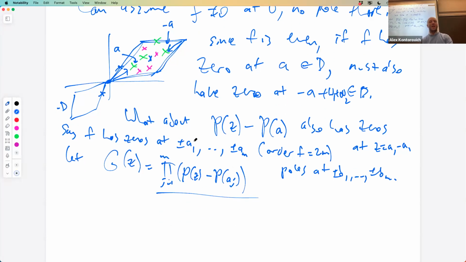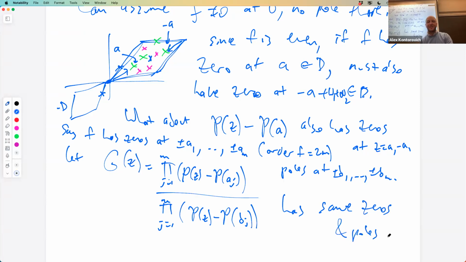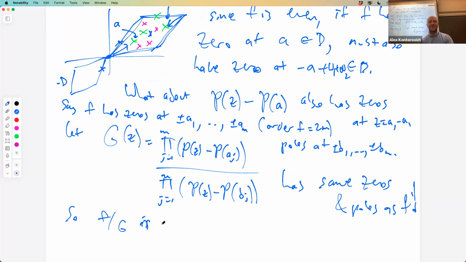So this will have zeros at these places. And this function will have poles at these places, P of Z minus P of BJ. G has the same zeros and poles as F. So F over G is holomorphic. It's holomorphic and invariant under translation by the lattice, and hence constant.